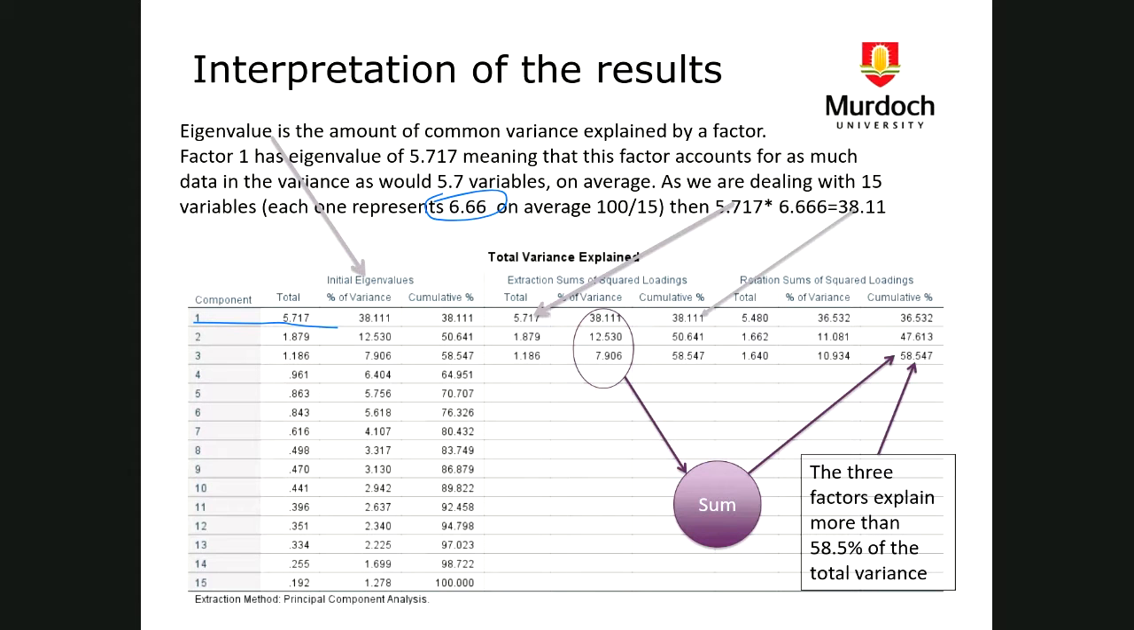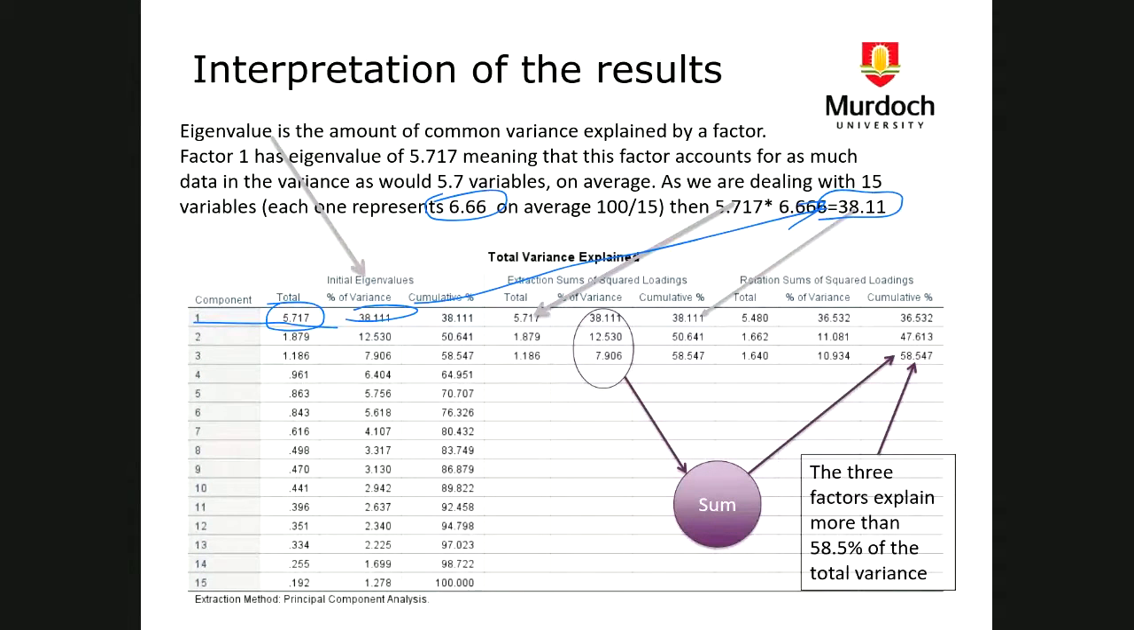All right. Now, this factor alone is 5.717, right? This factor alone can explain what 5.717 variables can explain. So multiply this 5.717 by 6.66, you will get 38.11% of the variance of the total 15 variables. Here the eigenvalue is 5.717 and the variance is 38.111. This is the one.